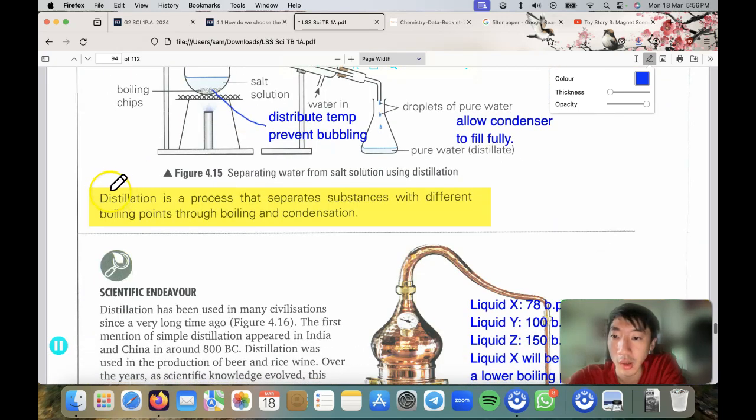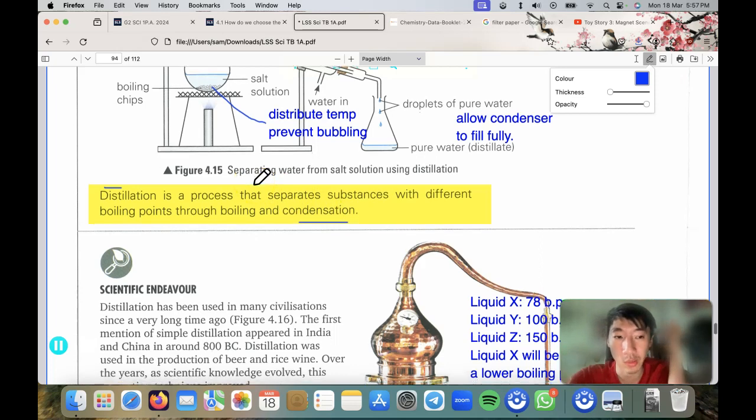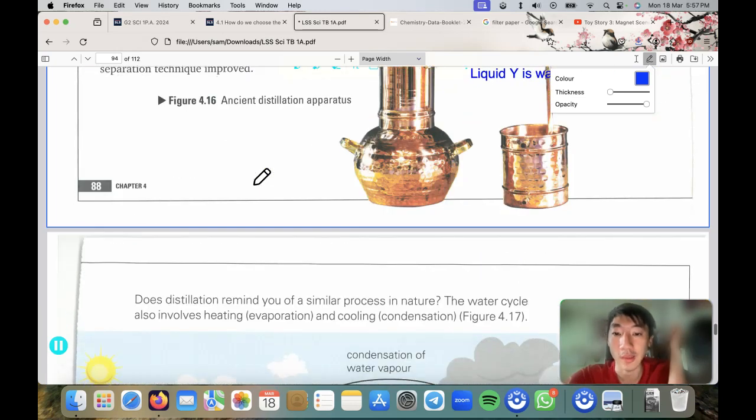Okay, and distillation, already highlighted here. Distillation is a process that separates substances with different boiling points through boiling and condensation. So over here, these are the first 4 separation techniques. We will cover chromatography in the next lesson.